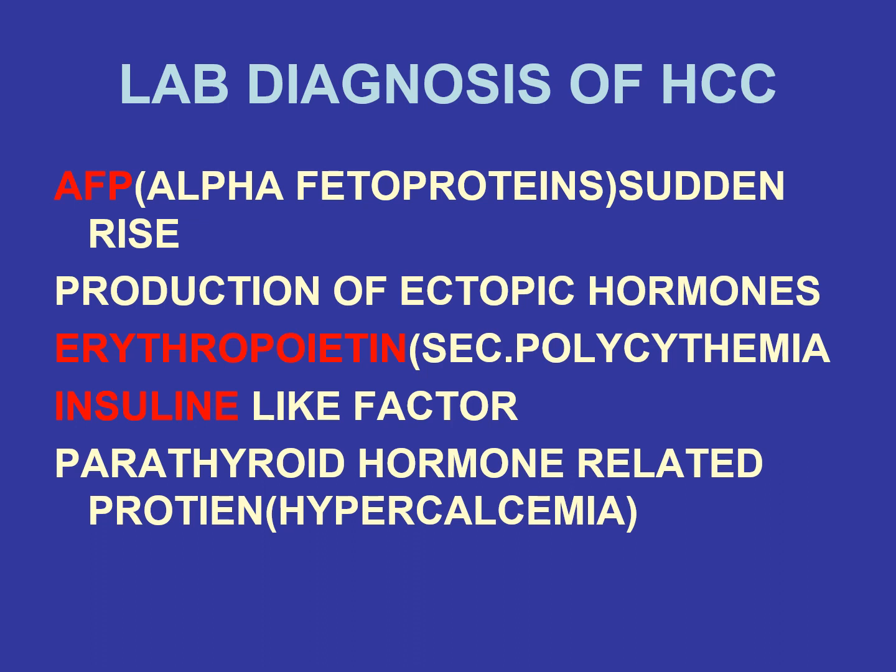The production of ectopic hormones like erythropoietin can lead to secondary polycythemia, and insulin-like factor may be seen. Parathyroid hormone related protein hypercalcemia may be there, but you must remember that the alpha-fetoprotein is one of the most important tests which is normally done.